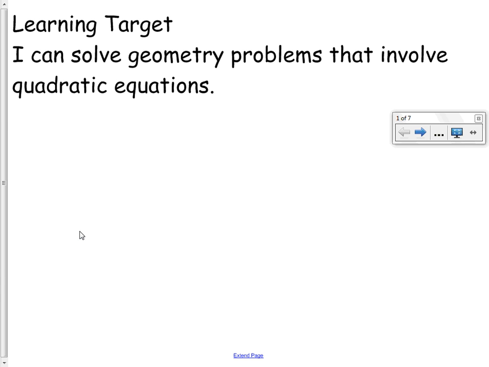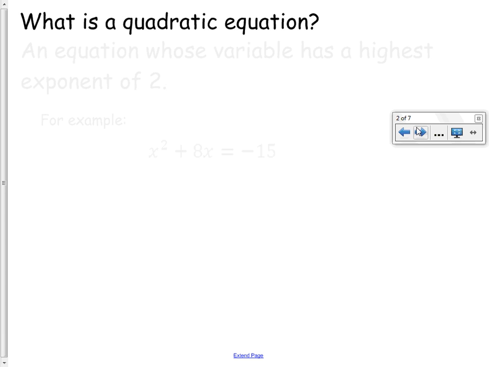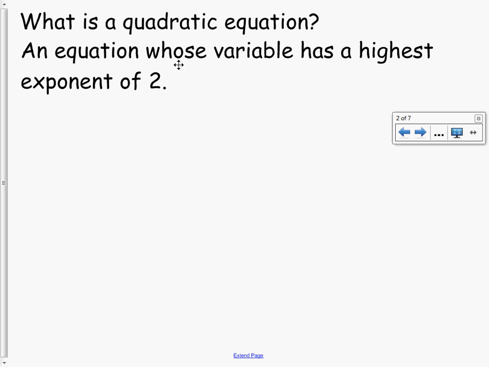Hey, it's Mr. E here, and our learning target for this video is I can solve geometry problems that involve quadratic equations. So what is a quadratic equation? This is something that you should recall from your algebra course. A quadratic equation is an equation whose variable has a highest exponent of 2. So, for example, x squared plus 8x equals negative 15 is a quadratic equation because the variable's highest exponent is 2.